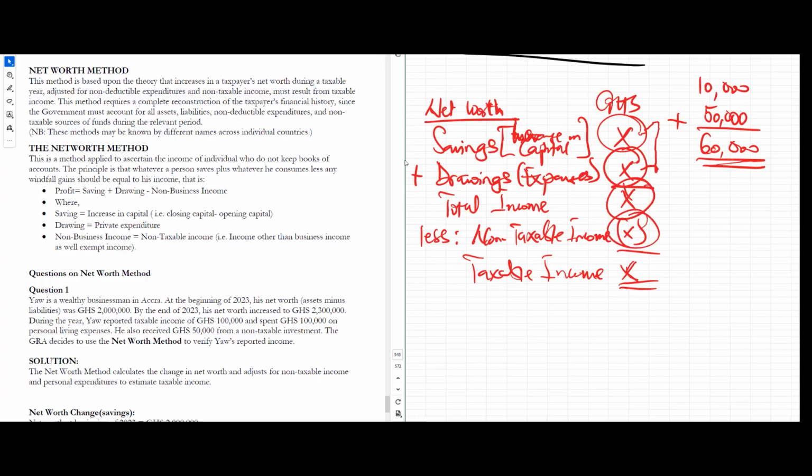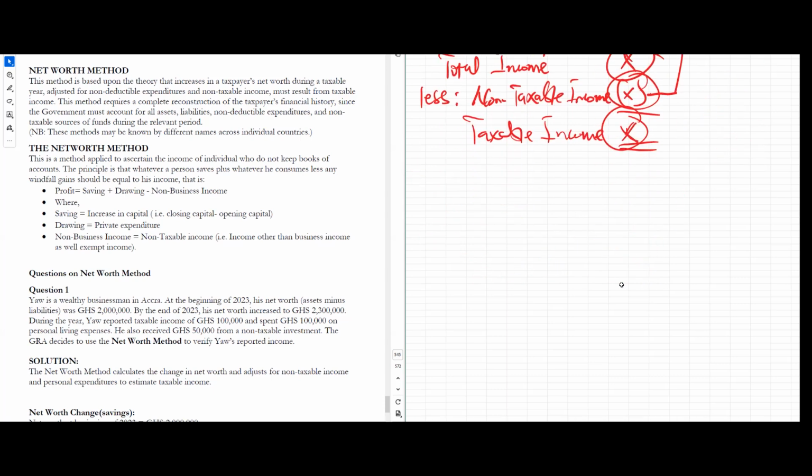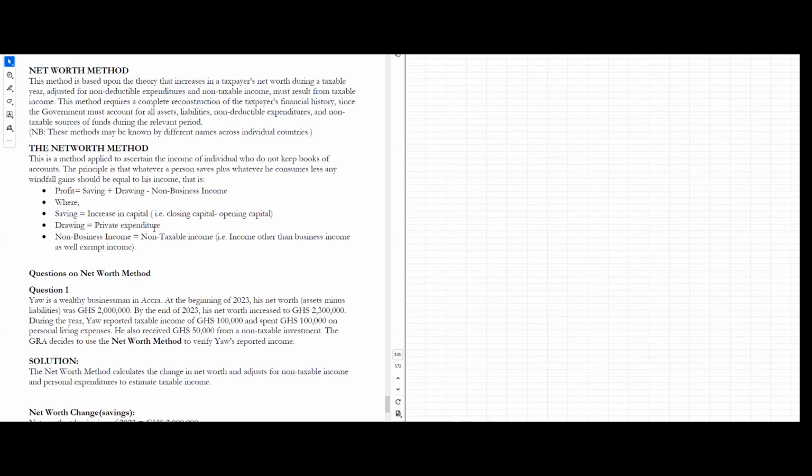Then we take out any, because this total income could also include something which is not taxable, like gifts and donations, that are not taxable. We take it out so that we get what is taxable. Makes sense. So let's look at a simple question, then a long one, which is a past question.